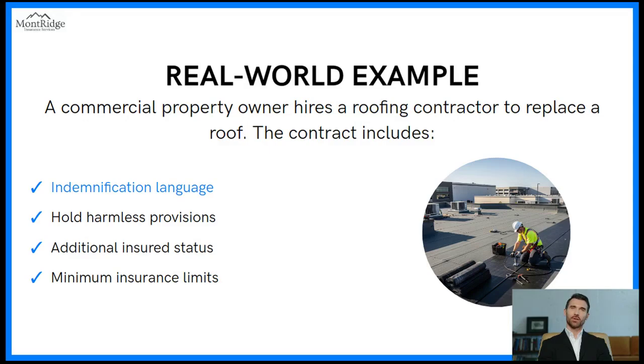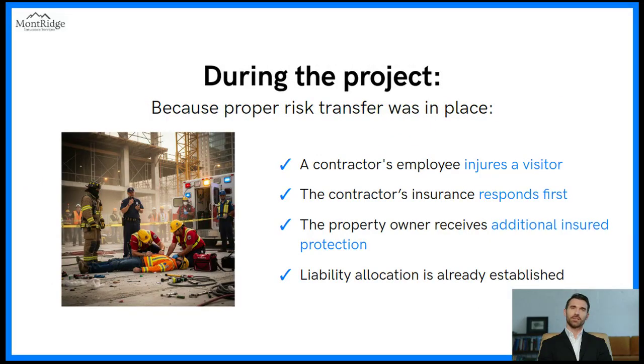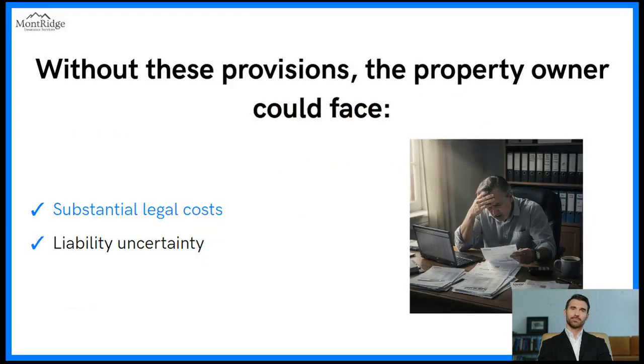Real-world example: a commercial property owner hires a roofing contractor to replace a roof. The contract includes indemnification language, hold harmless provisions, additional insured status, and minimum insurance limits. During the project, a contractor's employee injures a visitor. Because proper risk transfer was in place, the contractor's insurance responds first. The property owner receives additional insured protection. Liability allocation is already established. Without these provisions, the property owner could face substantial legal costs.